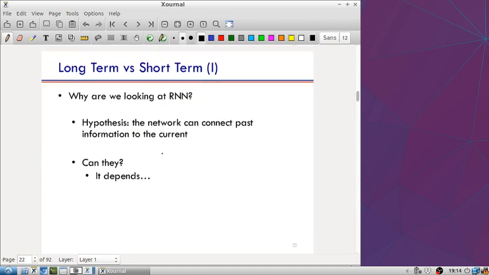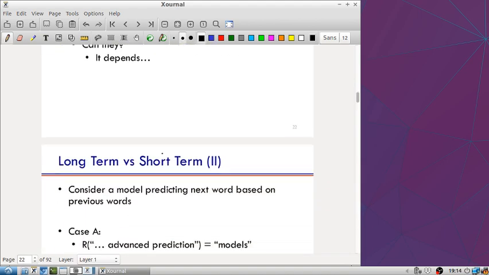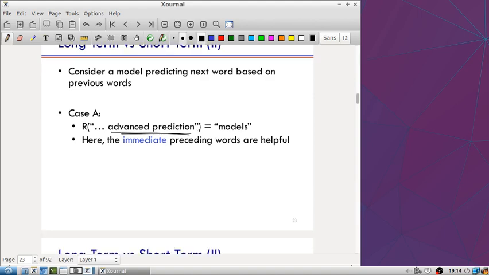So the whole point is that there has to be some temporal dependence that the RNN is capturing. I want to illustrate why a vanilla RNN may or may not capture historical, previous information well. For example, if there are immediate preceding words like "advanced prediction," then maybe the next word could be "models," if it's a word level language model.